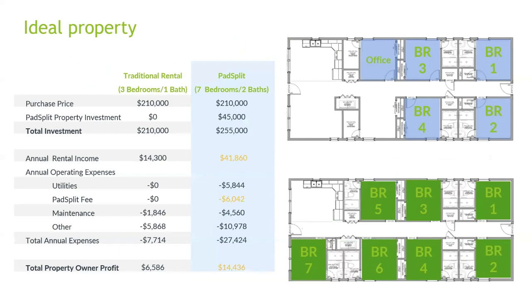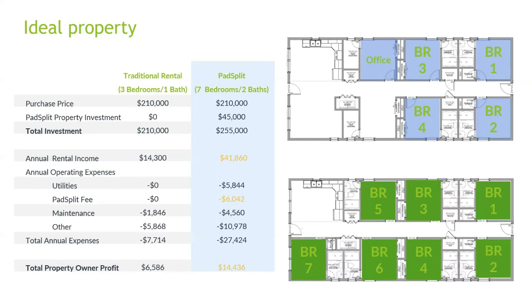And so, kind of the ideal situation, or the ideal property to do this with, is the ability to maximize your bedroom count, right? And so in this example, we're going from a traditional 3-bedroom ranch that's got additional office rooms and such to be able to convert it into a 7-bedroom house. And so with 7 rooms being rented, this kind of represents your potential revenue.